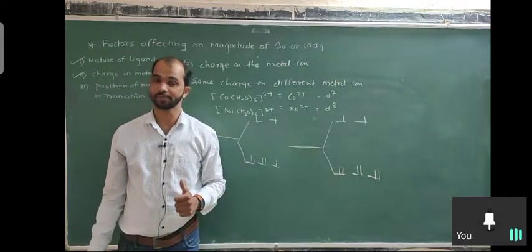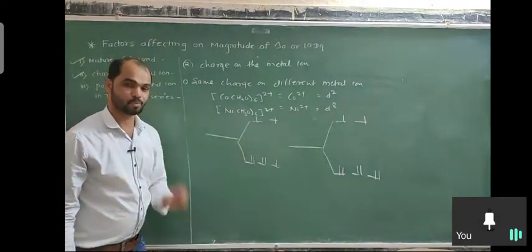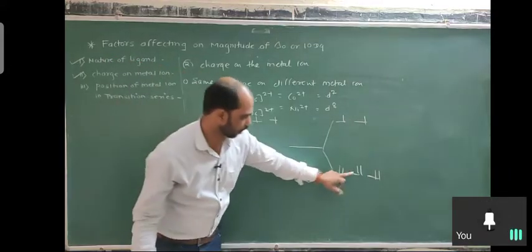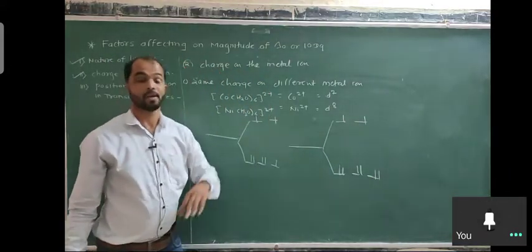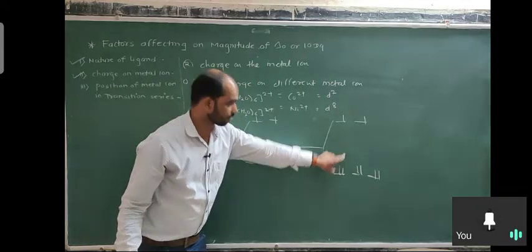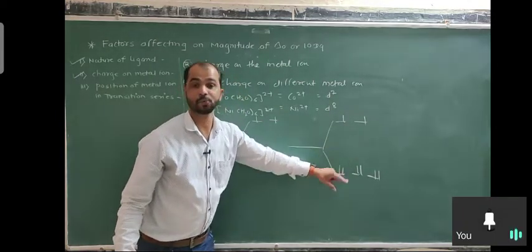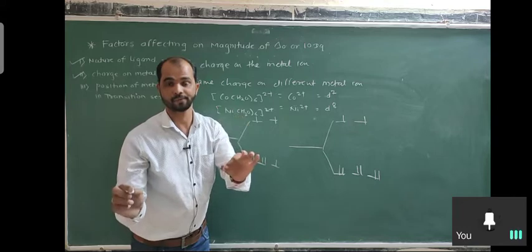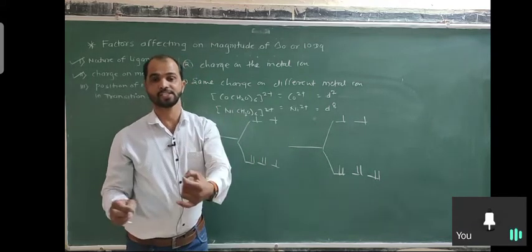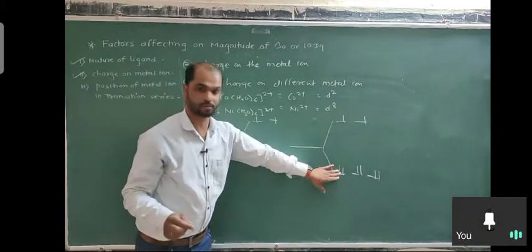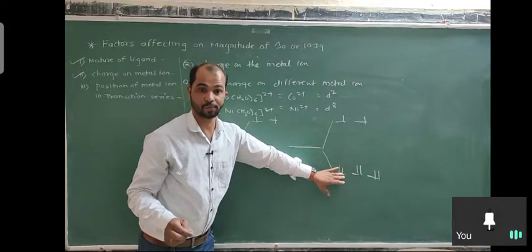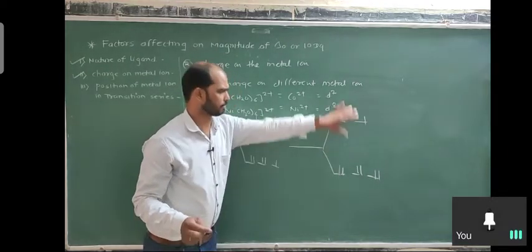In which case is there more absorption? In the first case there is more absorption, because here all the electrons are paired, and to promote an electron from this level to this there is a need to break the pair. That's why more energy is required to break it.